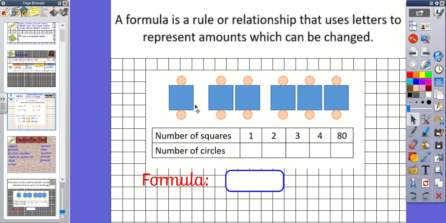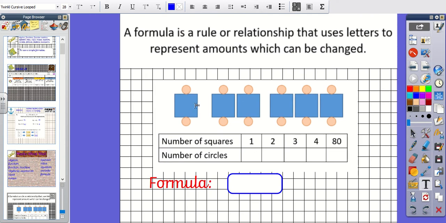A formula is a rule or relationship that uses letters to represent amounts which can be changed. Let's have a look at this diagram here. We have got a pattern building. We've got a square and then 2 circles. So I can fill out my table straight away.